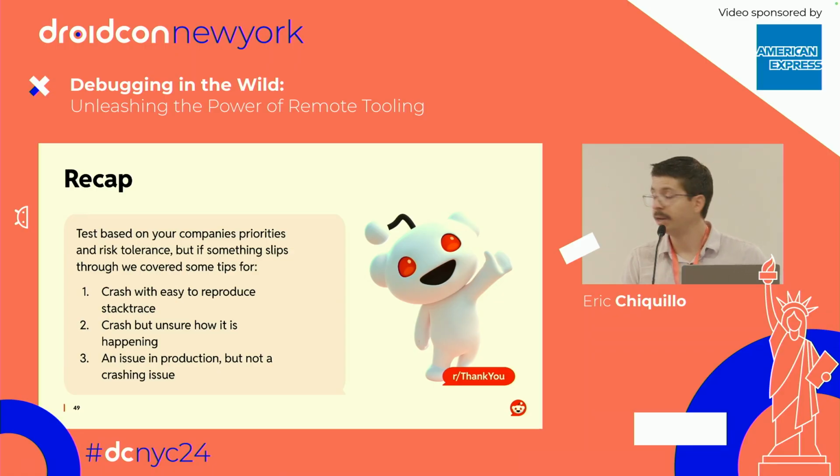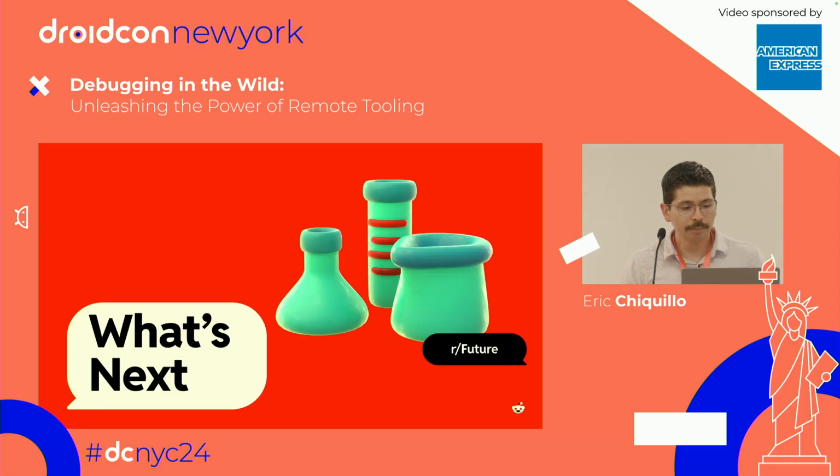And then finally, an issue in production, but it wasn't a crashing issue. And so for that one, you want to make your own trigger event. And then it would apply to all the scenarios, but if you had multiple theories that you wanted to test, I'd recommend repurposing your A/B testing framework.